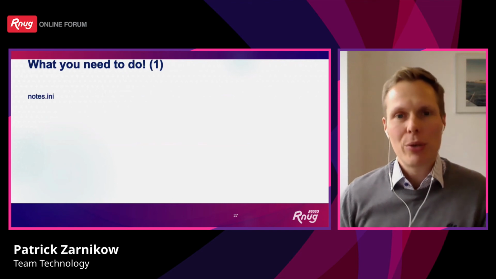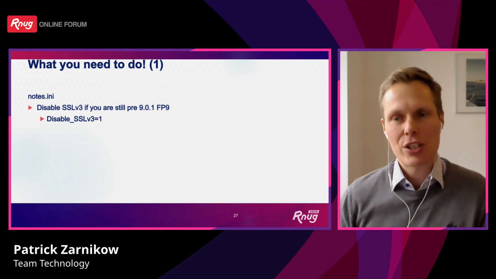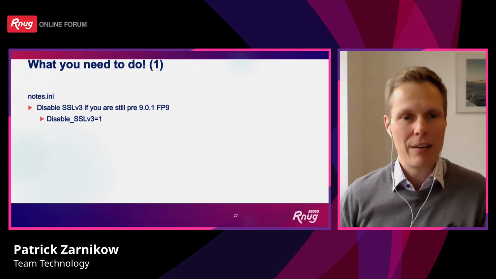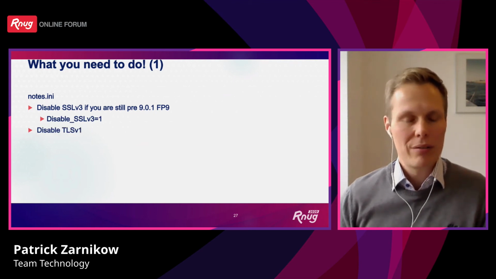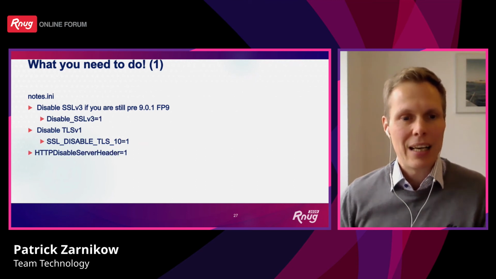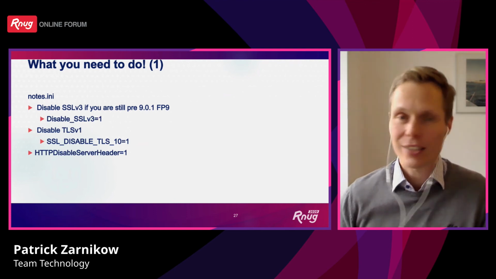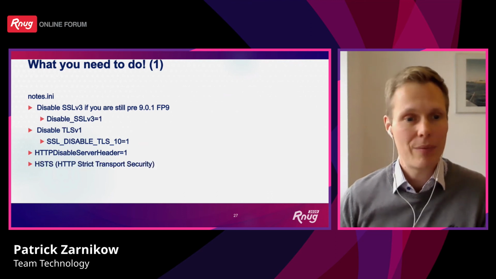What you need to do to make your Domino server more secure regarding TLS: you disable SSL if you are still pre-9.0.1 fix pack 9. This is just a notes.ini parameter you can use: Disable SSL v3 equals 1. You can disable TLS version 1 also with this parameter. So just go ahead and disable that. You shouldn't use it anymore. You could disable the server header, so you are not advertising your Domino server as a Domino server. You can disable this server header, and it just doesn't say it is a Domino server, and we won't find it on the web.